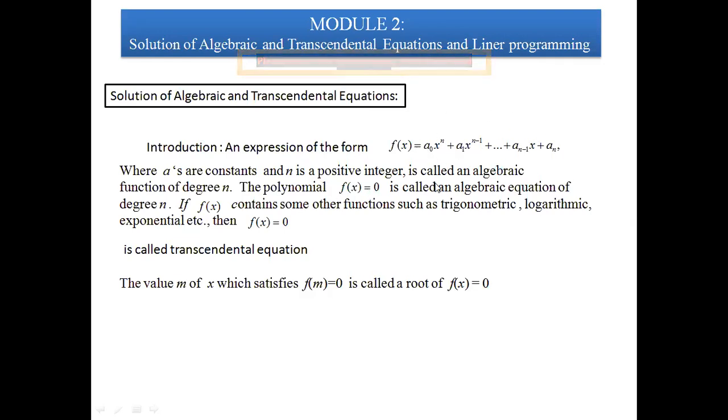When you equate this to 0, it may be a polynomial or anything. When it is equal to 0, this is called an algebraic equation. So in an algebraic equation the left hand side is a polynomial of this type with any degree, and the right hand side is 0. Then it is called an algebraic equation of degree n. Instead of this polynomial, if it contains any other function, it may be trigonometric, logarithmic, or exponential, whatever function other than a polynomial, then it is called a transcendental equation.